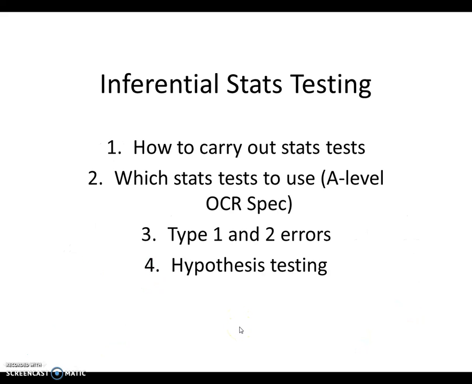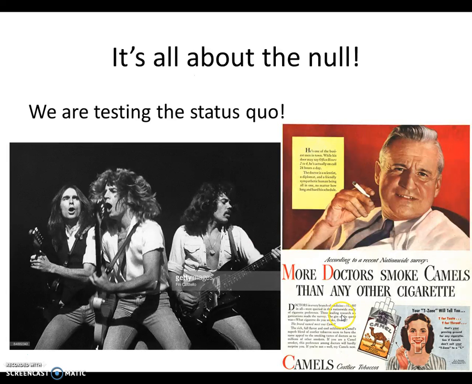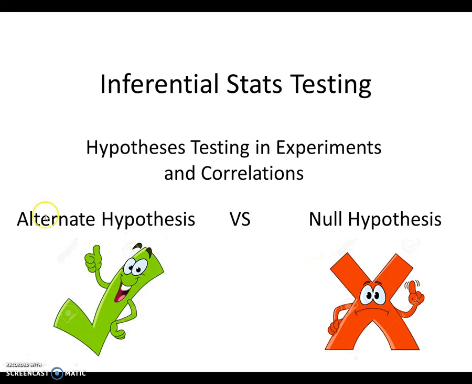So, what we're going to cover: how you carry them out, which stats test to use, type 1 and type 2 errors, and hypothesis testing. So, first of all, something that you should know about stats testing, it's all about the null. Even though we think of our main hypothesis as being our alternate hypothesis, actually, it's all about the null.